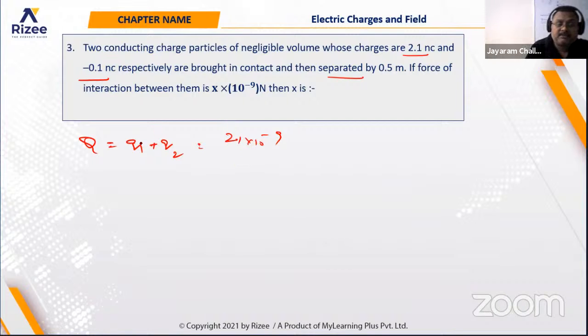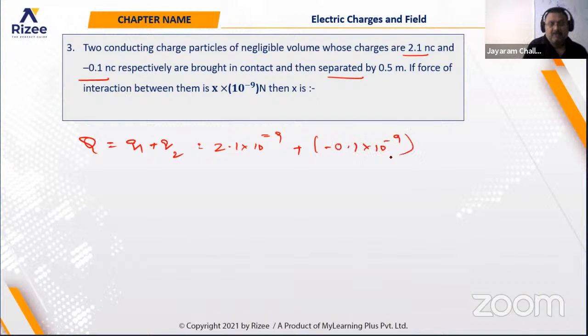How you should write this one, sir, please? Any idea? You have to add these two charges. 2.1. What is this one? Nanocoulombs. What nanocoulombs means what? 2.1 into 10 to the power of minus 9 plus minus 0.1 into 10 to the power of minus 9 for the negative charge. So on the whole, it will be 2.1 minus 0.1 whole into 10 to the power of minus 9. So from this one, the total charge becomes 2 nanocoulombs.